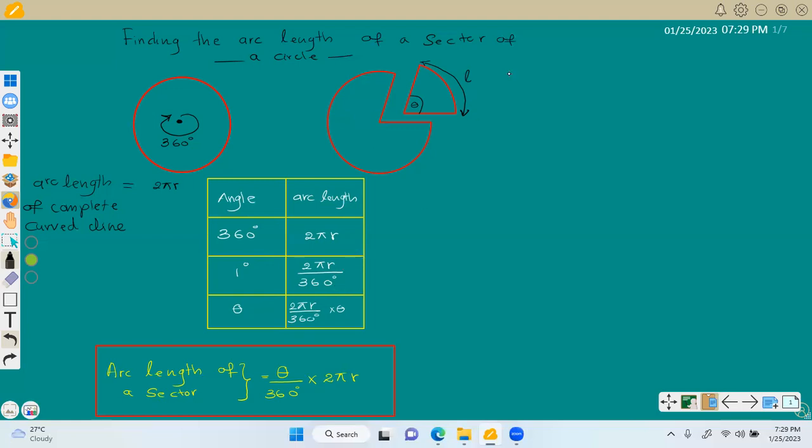Okay, then now we have theta degrees. That means a particular angle, it may have a particular size. Then to find it, this is for the 1 degree, so for theta degrees you have to multiply it by theta. Then if we rearrange this expression for our easiness, to find the arc length of a sector, we obtain a particular formula as theta upon 360 times 2 pi r.